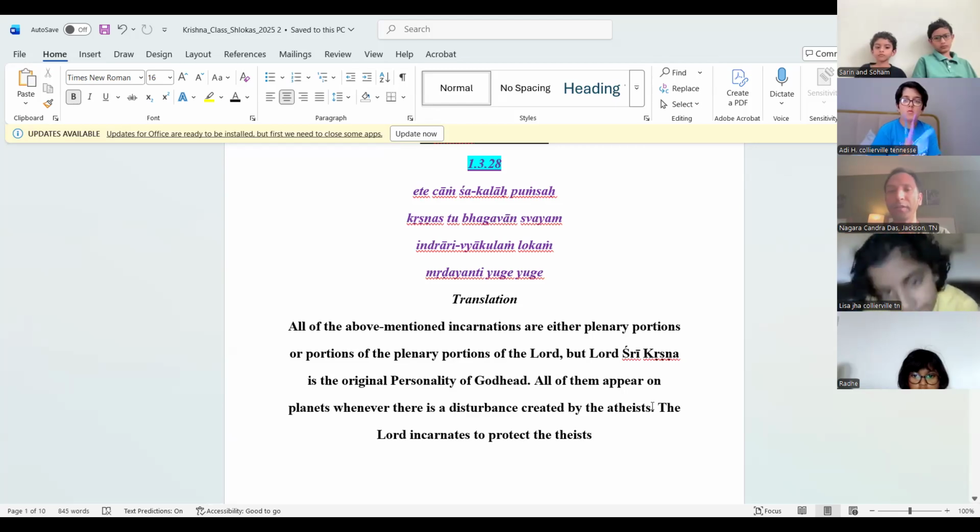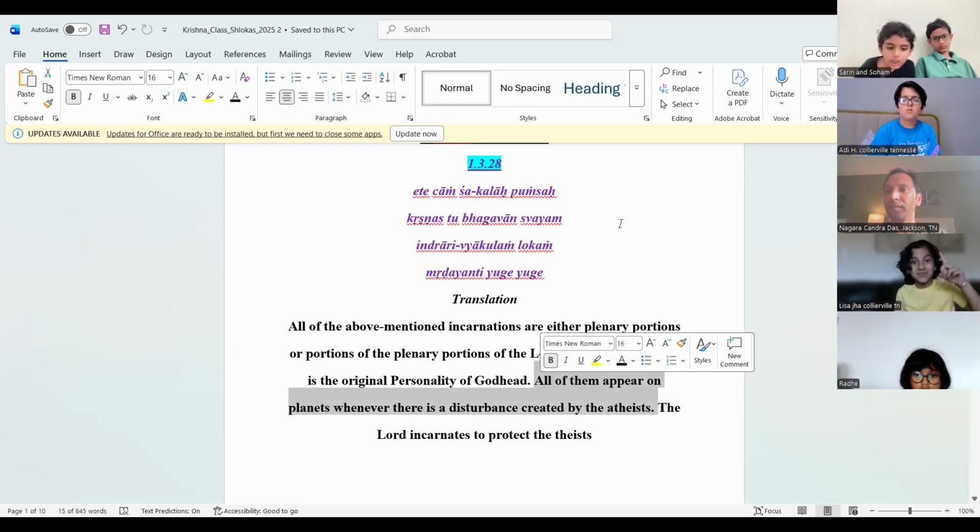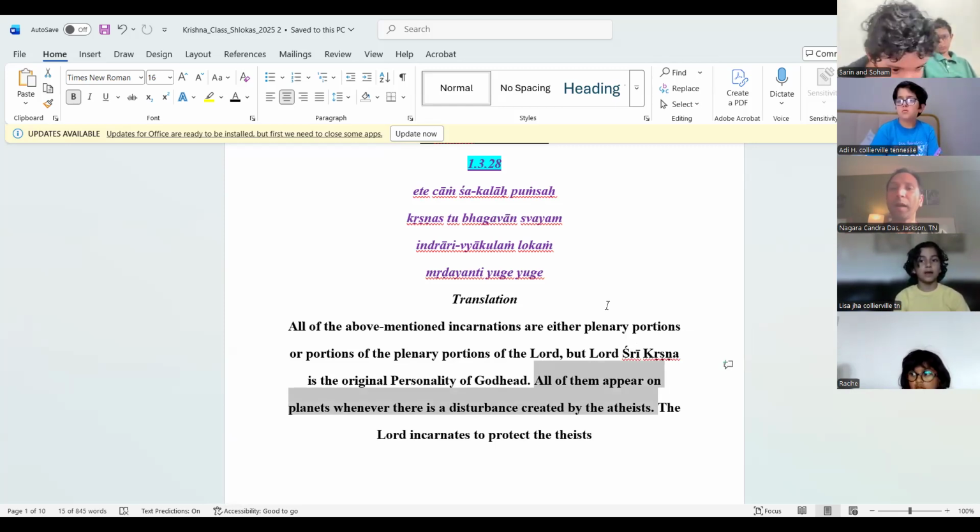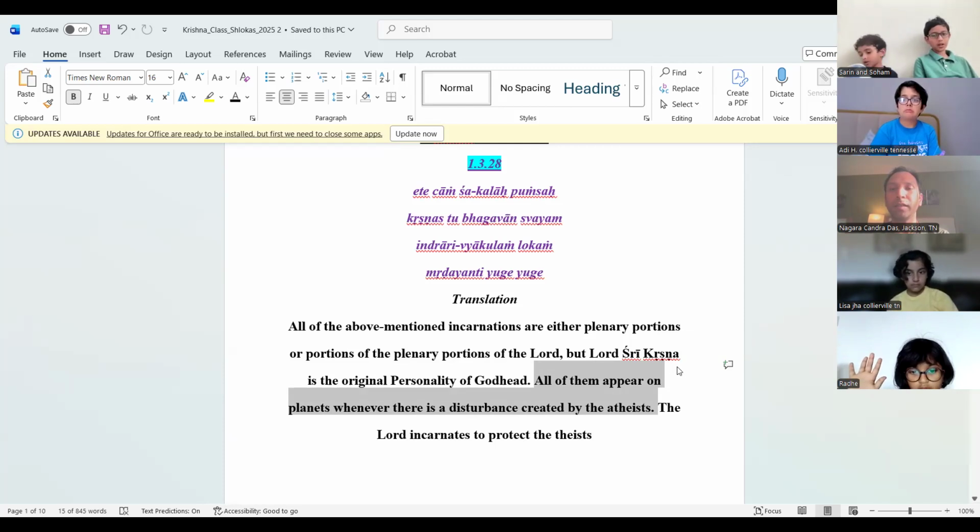So what does this remind you of? Does this remind you of any other shloka? Ishvara Parama. Well, the first part reminds us of Ishvara Parama Krishna, but what about this highlighted portion? Do you know any other verse that talks about this, that whenever there are disturbances created, that's when.